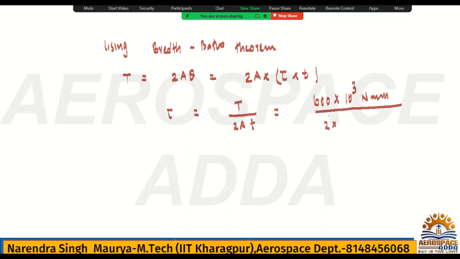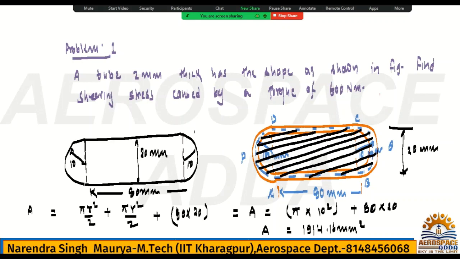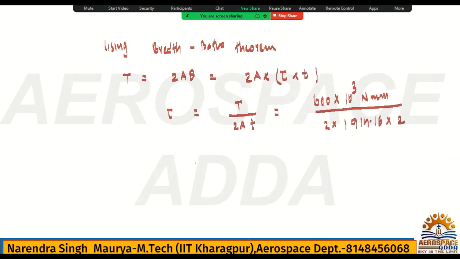Multiplying the area, 1914, by the thickness, which is 2 mm. If you calculate this stress, how much do you get? Approximately 78.36. Everything has been converted into millimeters, so the unit is Newton per mm square.